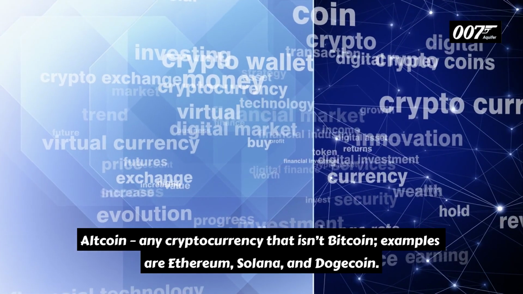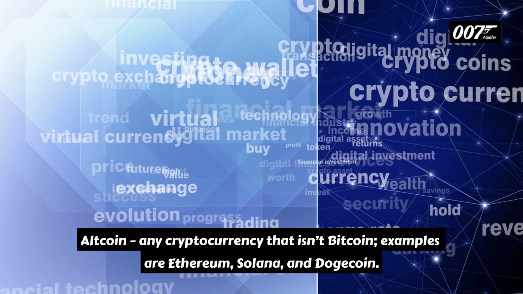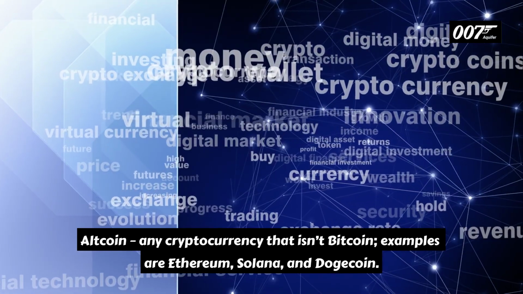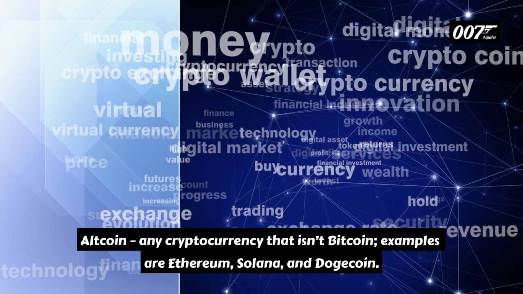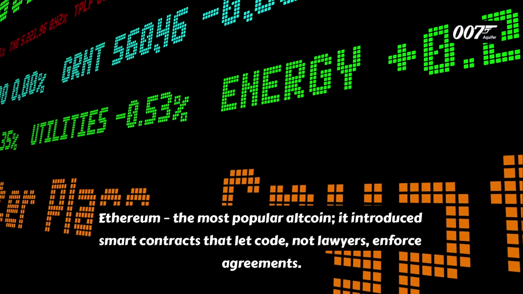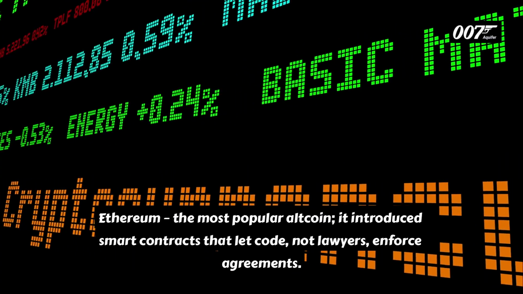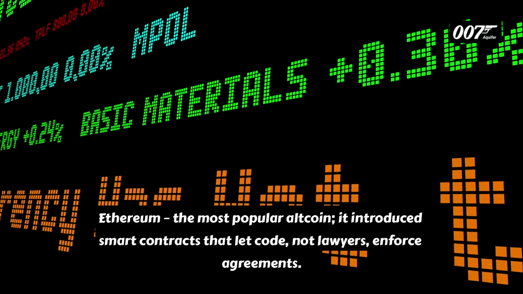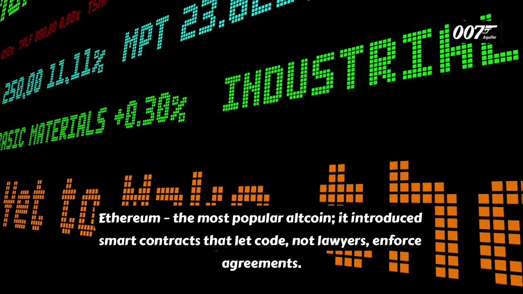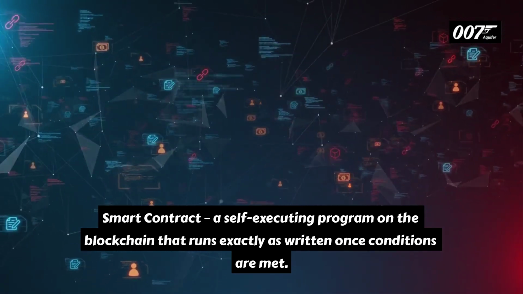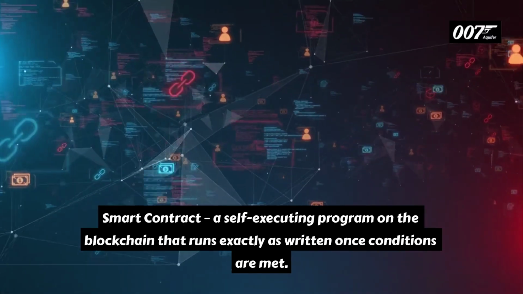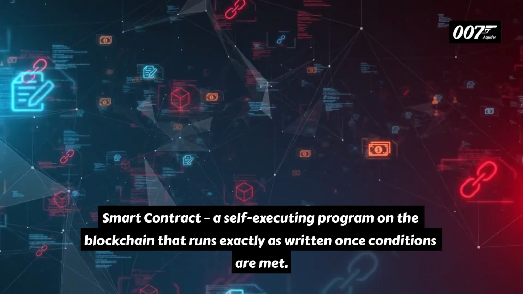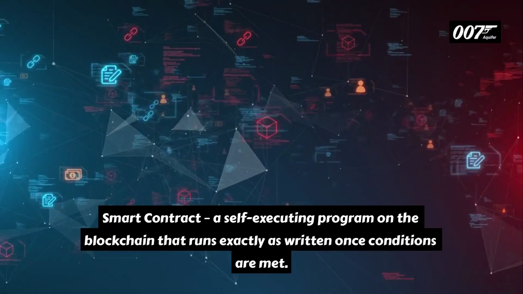Altcoin, any cryptocurrency that isn't Bitcoin. Examples are Ethereum, Solana, and Dogecoin. Ethereum, the most popular altcoin. It introduced smart contracts that let code, not lawyers, enforce agreements. Smart contract, a self-executing program on the blockchain that runs exactly as written once conditions are met.